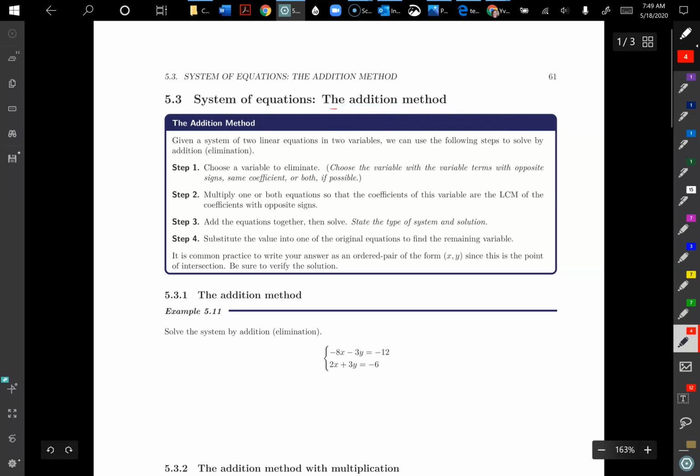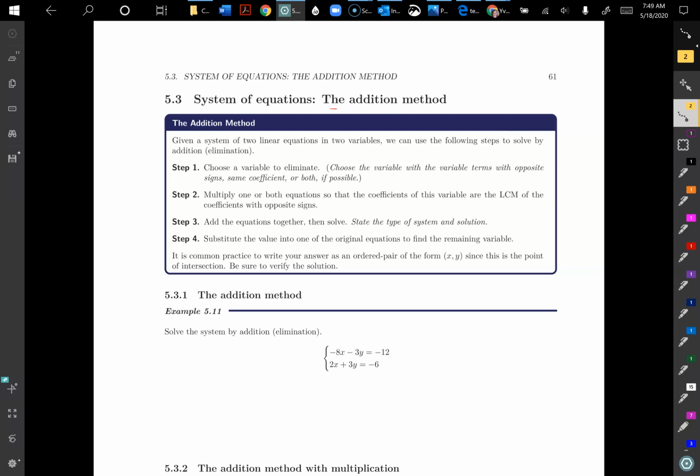So here's the kind of layout of instructions. Choose a variable to eliminate. Choose the variable with the variable terms with opposite signs, same coefficient, or both if possible. Now if that's not possible, we have to make it be that way. So we're kind of going back to fractions where we need to find a lowest common multiple. So we need to multiply through on both sides one of the equations, keeping balance. So we're okay to do that.